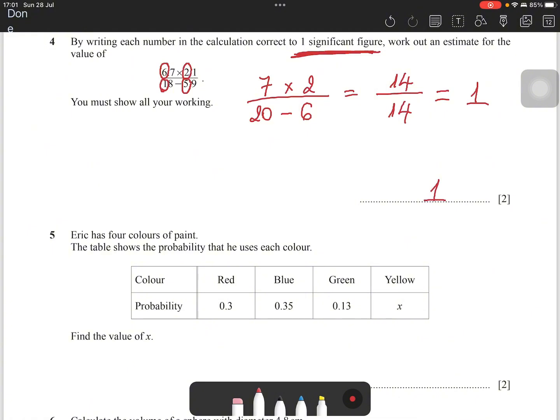Question 5. Eric has 4 colors of pens. The table shows the probability that he uses each color. Find the value of x. You know the probability of all of these colors should add up to 1. So to find the value of x, we subtract the other 3 numbers from 1. 0.3, 0.35, and 0.13. So the answer of this is 0.22.